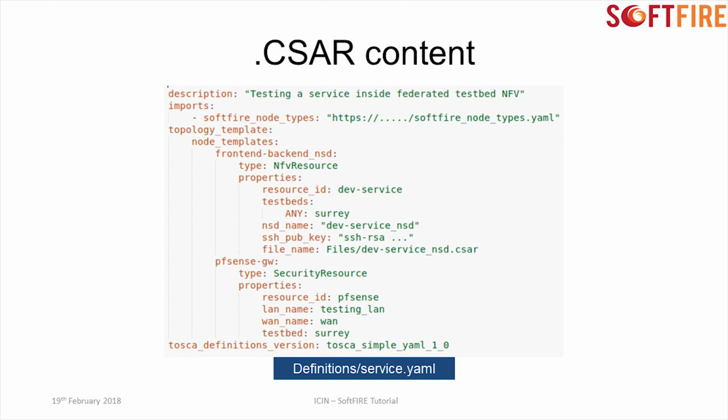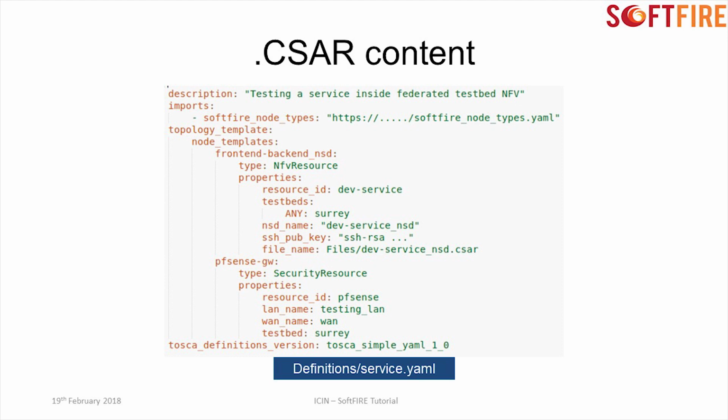We can see in the front-end back-end network service the type, that is the NFV resource, and we can see other properties: the SSH public key that will be used to log inside the virtual machine created, and more important, we can see the file name that will be stored inside the files directory of the CSAR that will contain the custom network service definition.